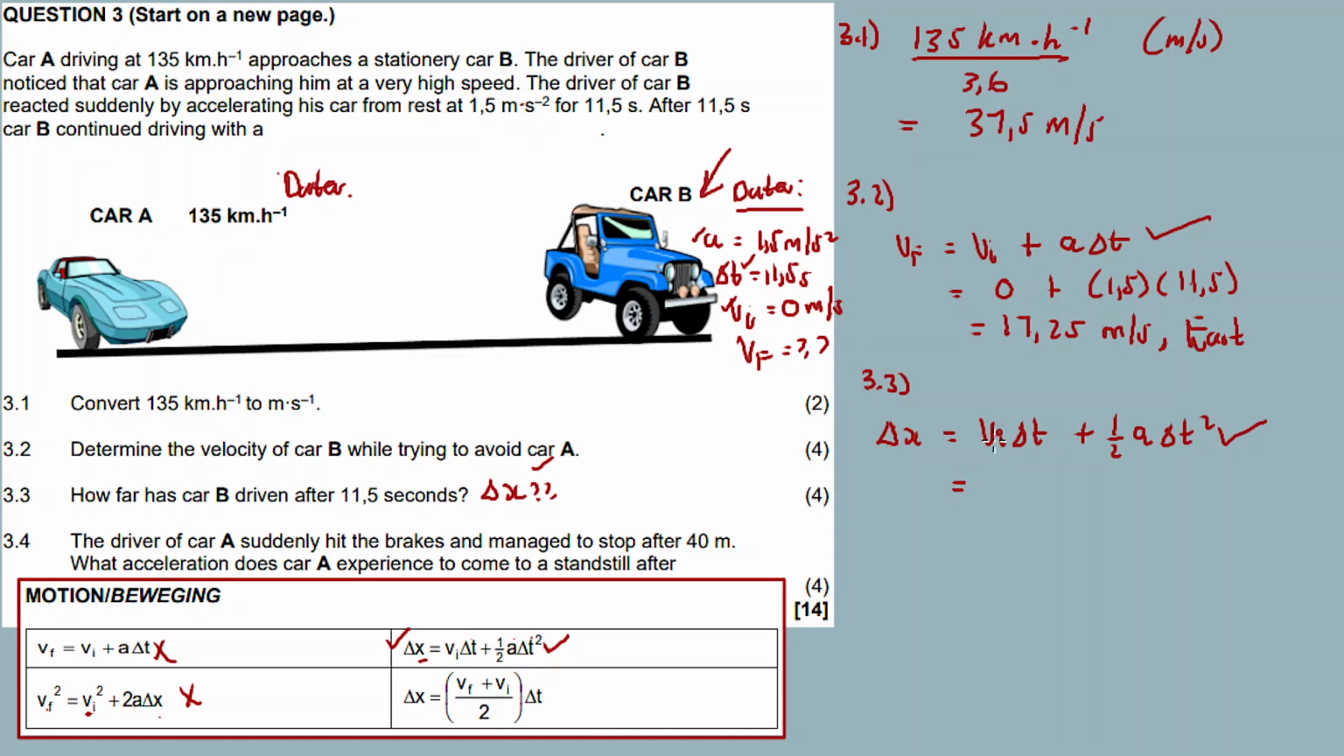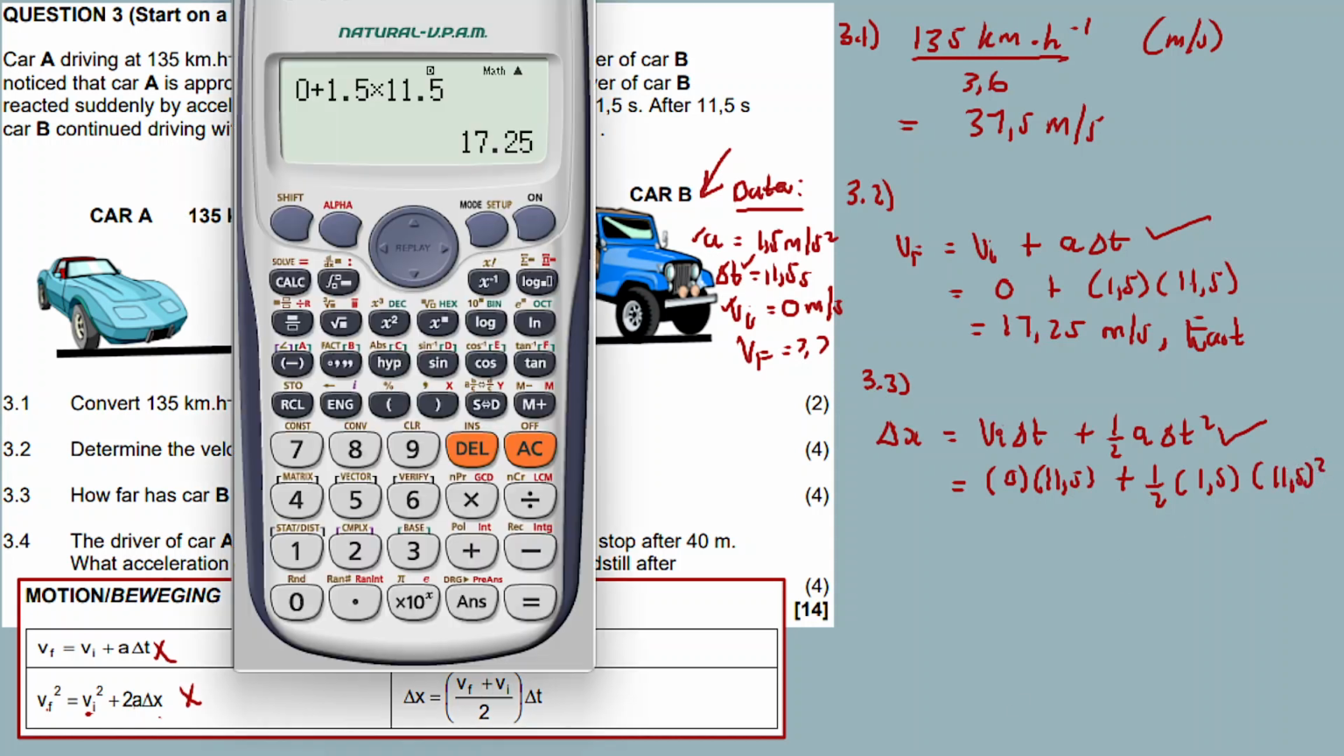So we substitute: initial velocity 0, delta t 11.5, plus 1/2 acceleration 1.5, delta t 11.5 squared. We calculate again. 0, in fact, the first term is 0. 0 times any number is 0. So let's calculate the last part.